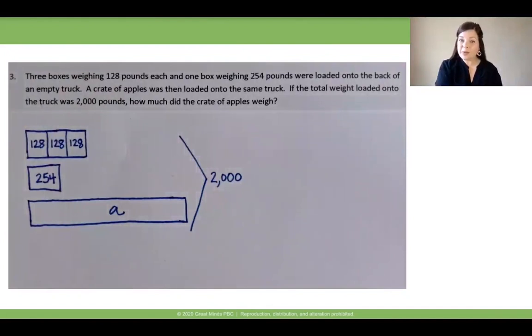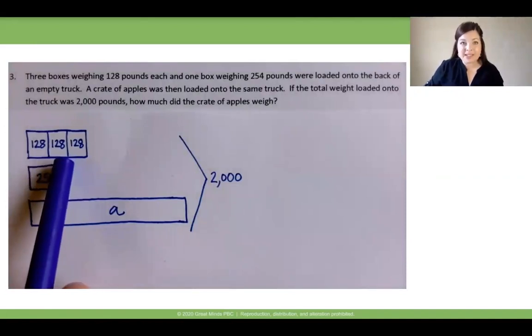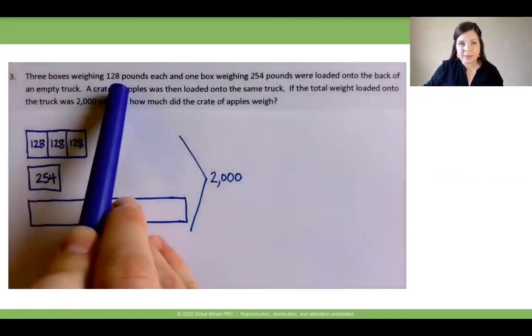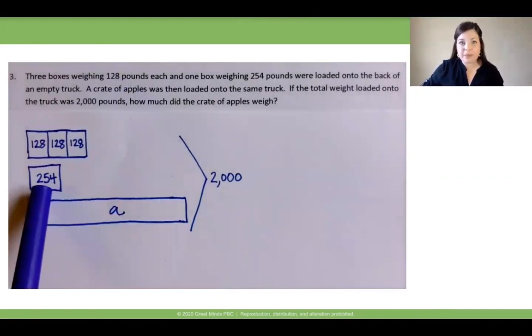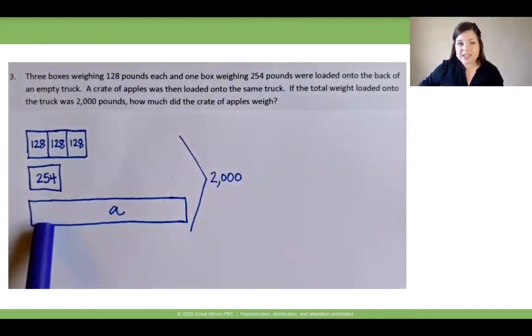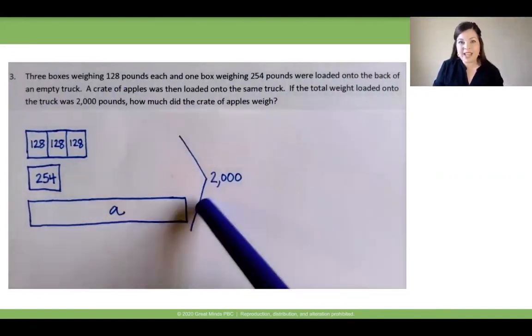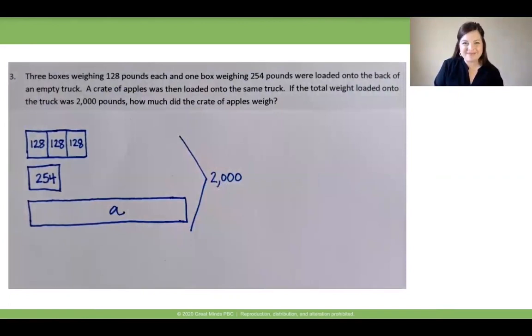How does this drawing represent what's happening in the story? Pause the video to talk out your thinking. Well, this part here represents the 3 boxes that each weighed 128 pounds. And this part here represents the box that weighed 254 pounds. And this part here represents the crate of apples, which we don't yet know how much it weighed, but we do know that the value of all of these tapes together is 2,000.